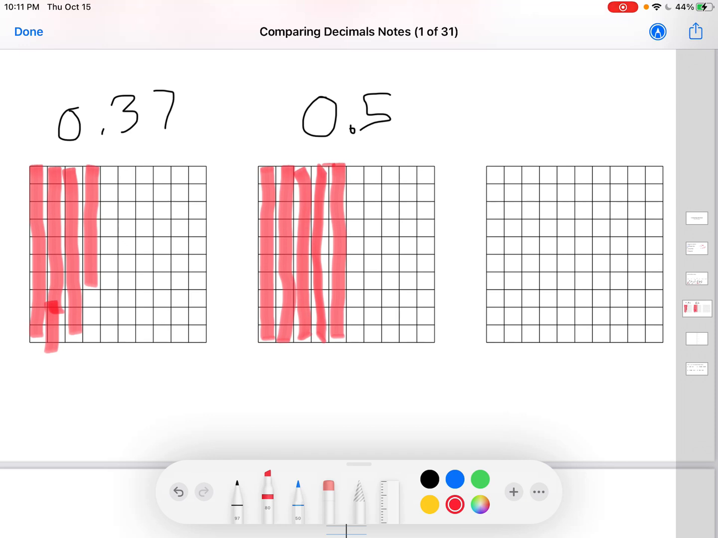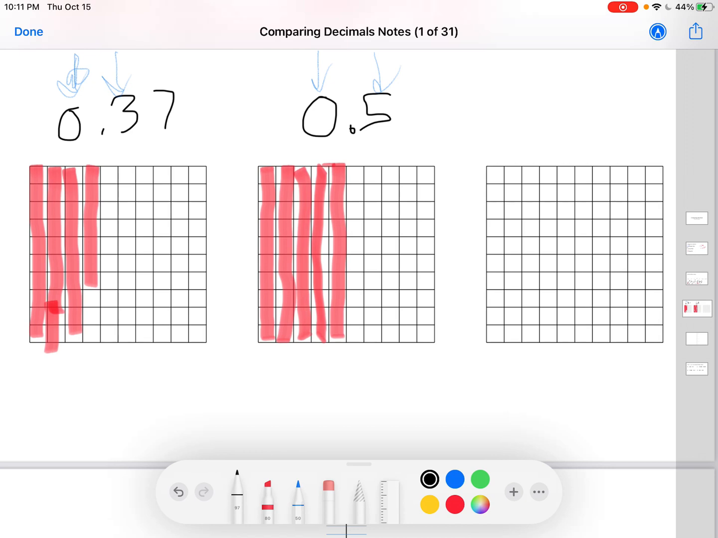So what matters is the first digit that you see. The 0 and the 0 are tied. The 3 and the 5 is next, and the 5 wins, and we can ignore the 7 because it's just too small. So let's take another extreme example.